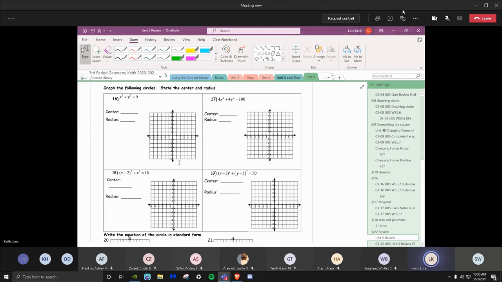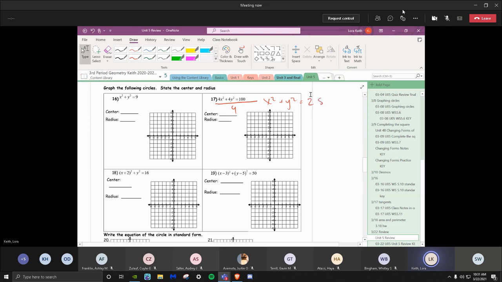So we haven't really done a lot where x squared is greater than 1. Anytime you see a number beside x squared that is greater than 1, divide by that number. If it's in general form, you're just going to divide by that number. So we actually get x squared plus y squared equals 25.